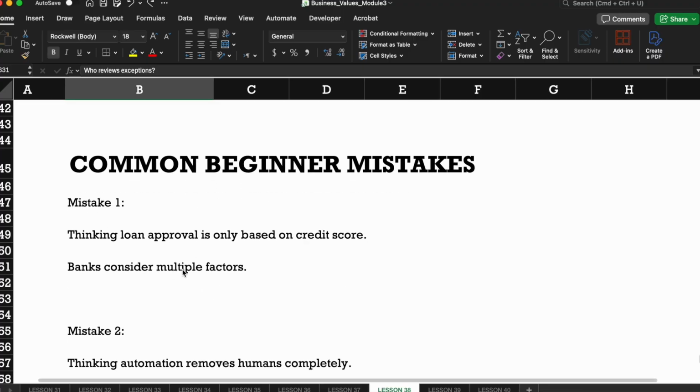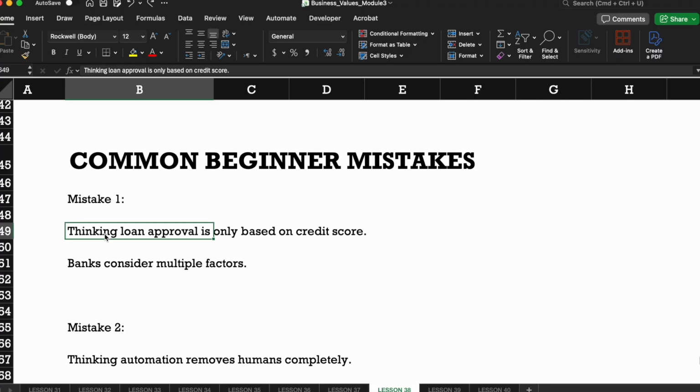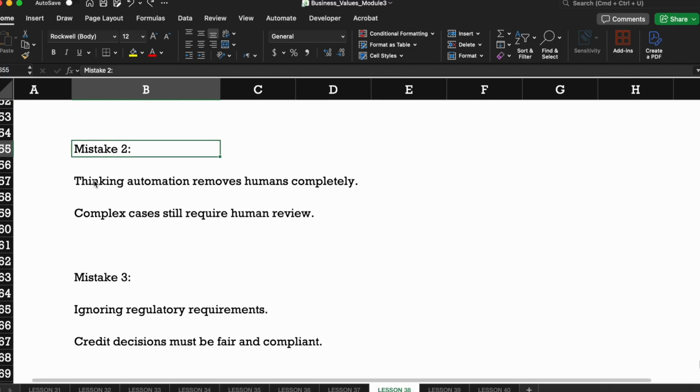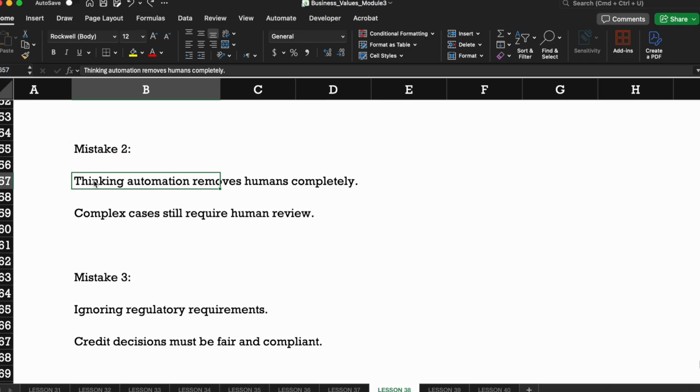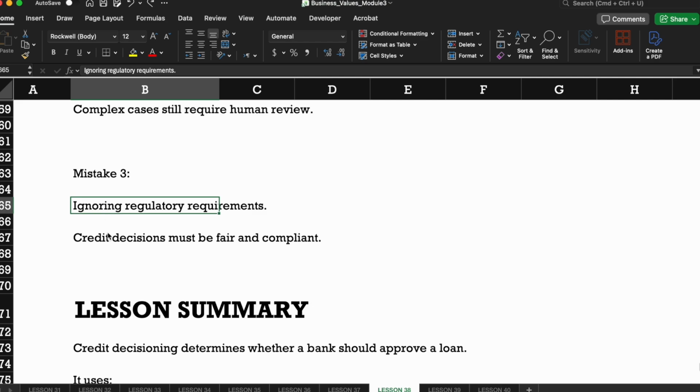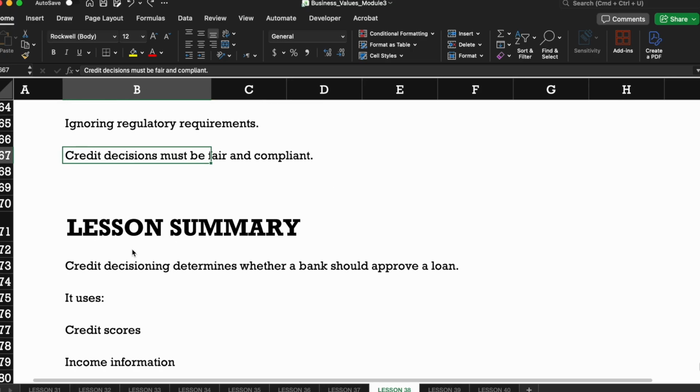Common beginner mistakes. Mistake number 1: thinking loan approval is only based on credit score. Banks consider multiple factors. Mistake number 2: thinking automation removes humans completely. Complex cases still require human review. Mistake number 3: ignoring regulatory requirements. Credit decisioning must be fair and compliant.